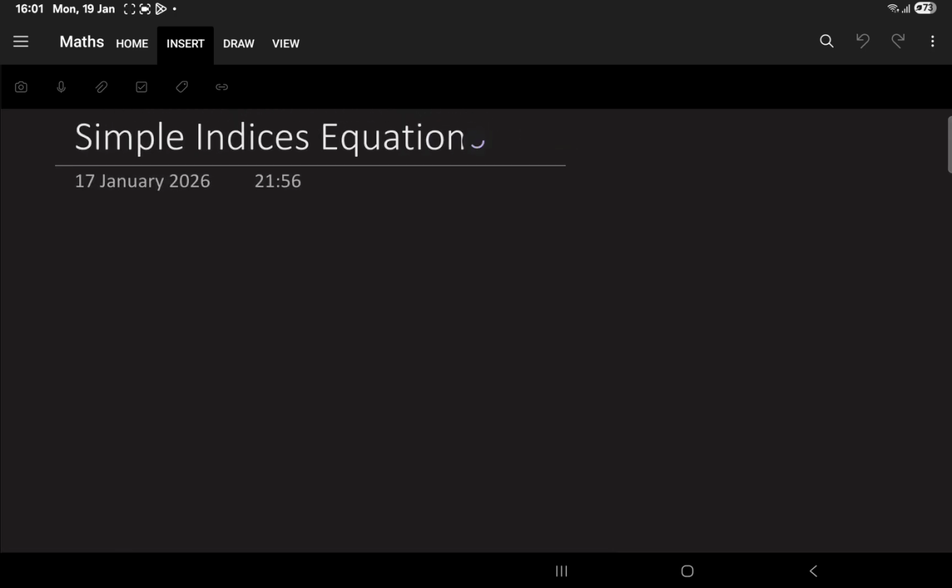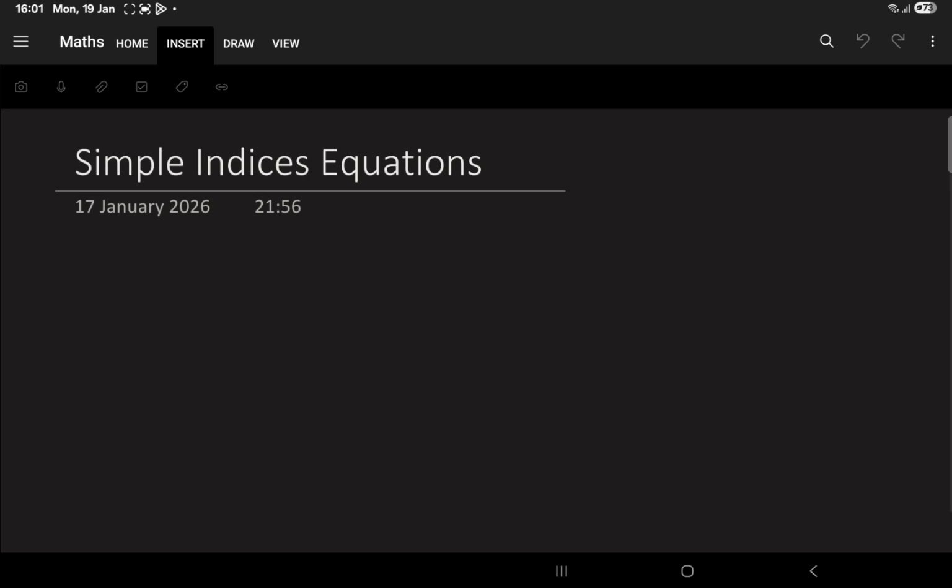Now for an introduction, I'm going to give about 3 tips that will aid in solving exponential equations. Tip number 1.